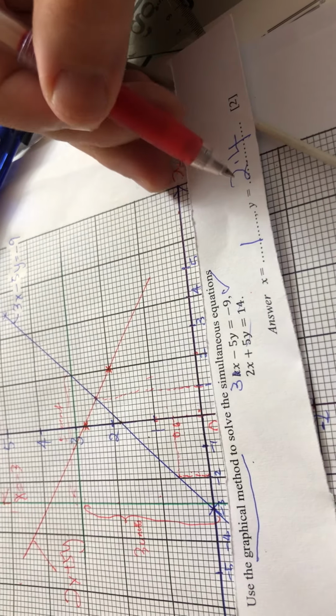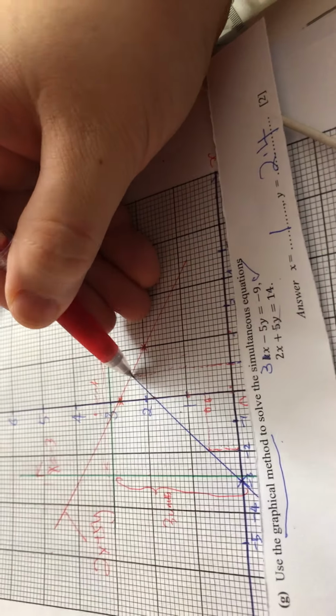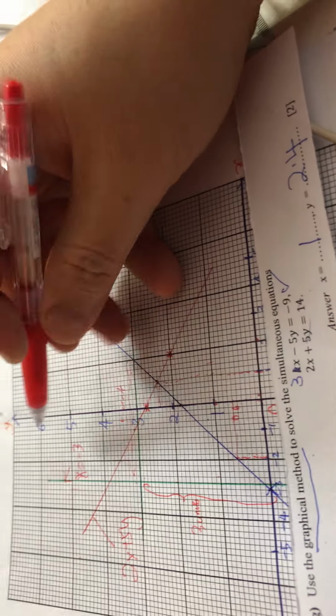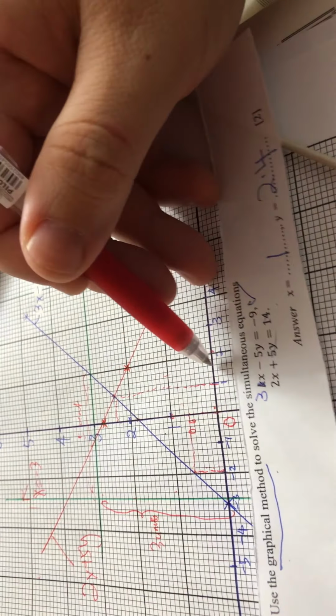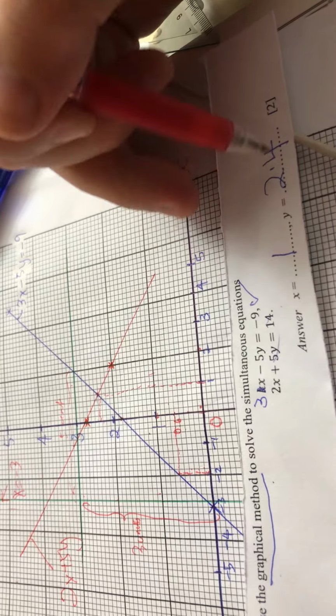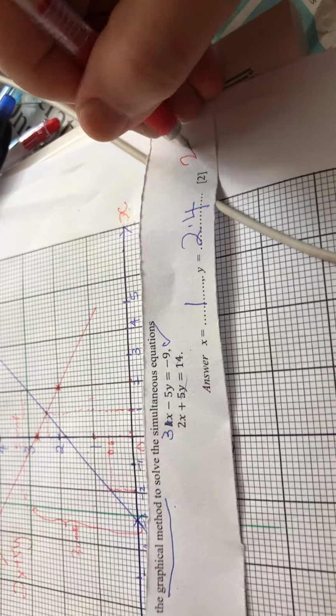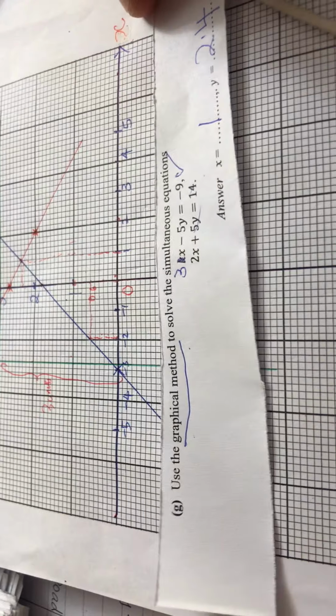And then how to get the y value? You go and shoot the y-axis. That will give you 2.4. You shoot the x-axis, that will give you 1. So that's your answer. You get 2 marks just for doing this. Alright, so that's part G.